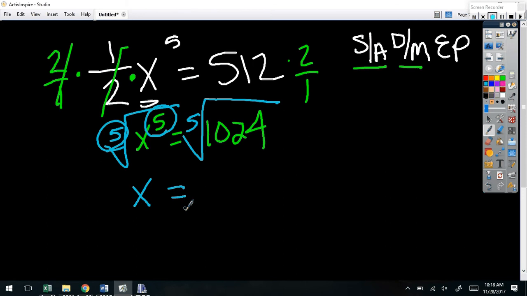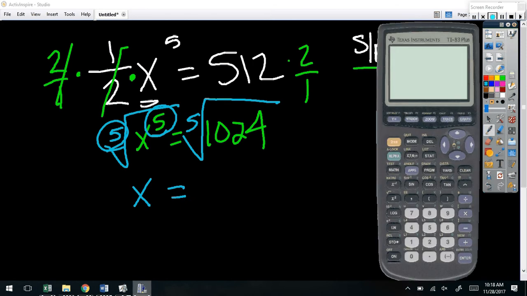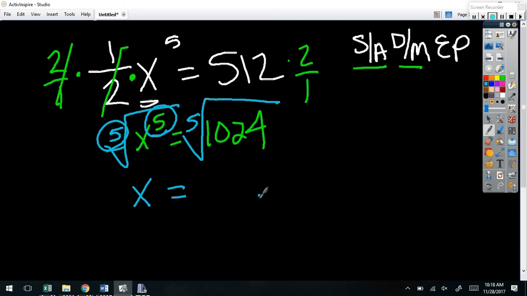16 times 4 is 64. The 5th root of 1024, or 1024 to the 1/5. Yes, you can. What's 64 times 4? It's the same thing as a fraction.